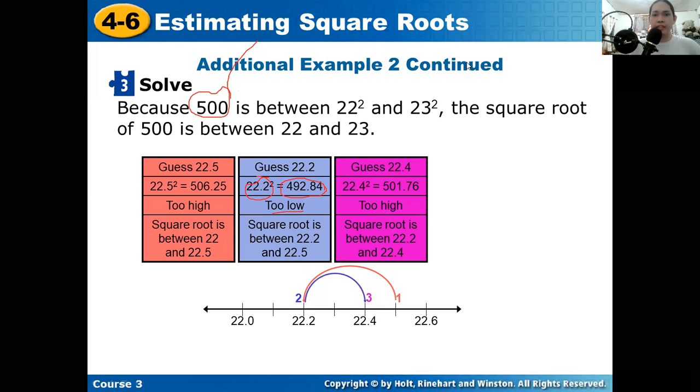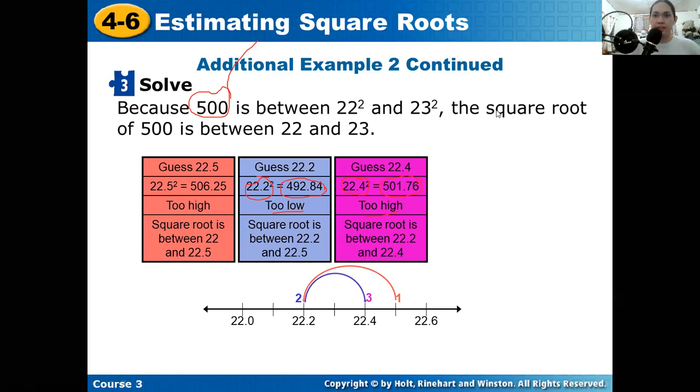So we try to guess 22.4. Is 22.4 accepted? As you can see, 22.4 squared will give us 501.76, which is also too high. So that means that the square root is between 22.2 and 22.4 for guessing the 22.4.